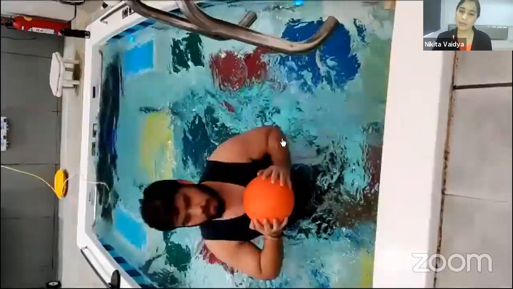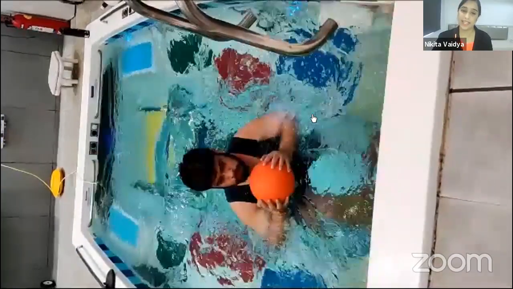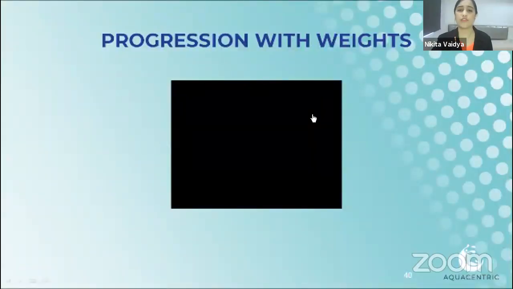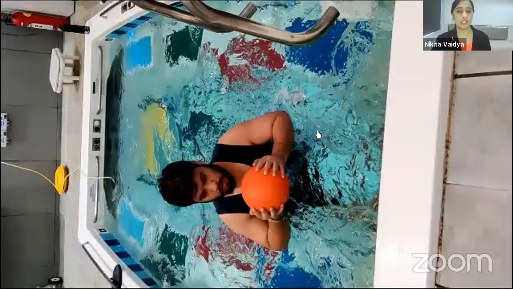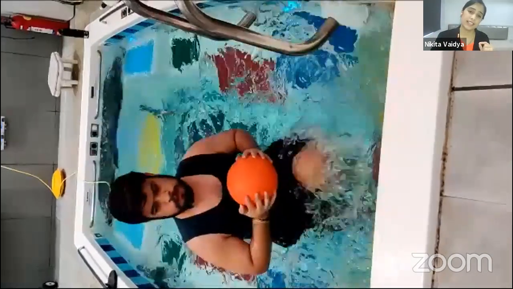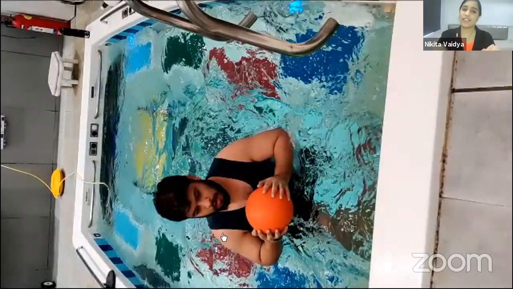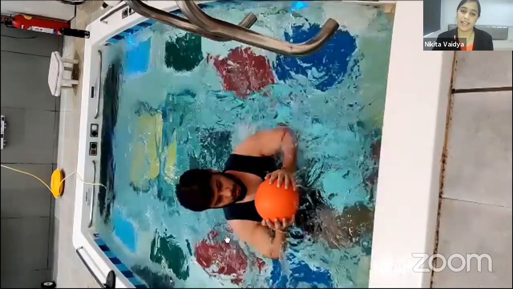Now, how do we progress with weights? In advanced training, for example, now you have good strength, good range of motion. I'll just pause here for a while. Now you need to challenge the athlete even more. So this is the underwater plyometric station. Okay, so there are different color codes of different heights inside the tank. The person is supposed to hold the ball and do the up and down movements against the water.